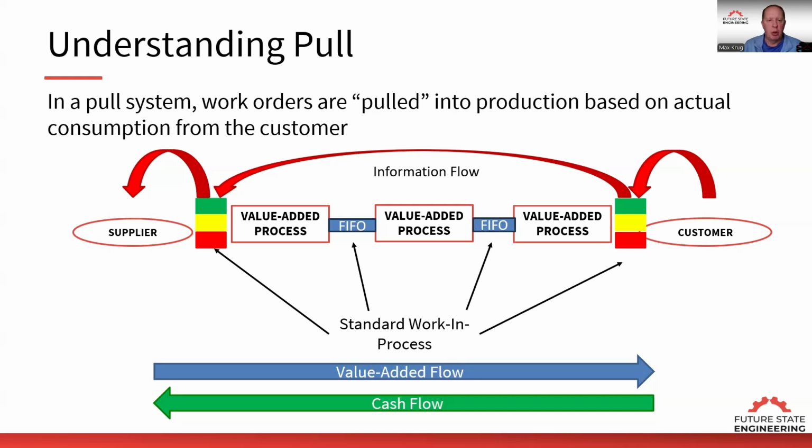So when we establish pull, there's a lot of positive things that happen and almost no negative things. We're going to see improved business outcomes in terms of on-time delivery, reduced lead time, reduced work in process, higher quality, and most importantly, improved cash flow. So that's our session for today.